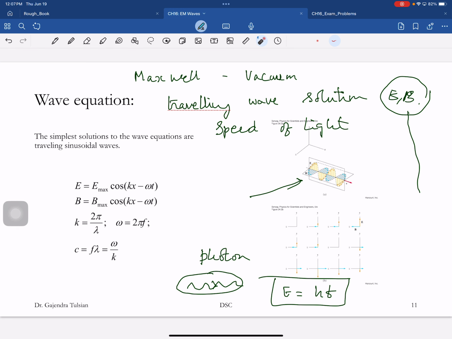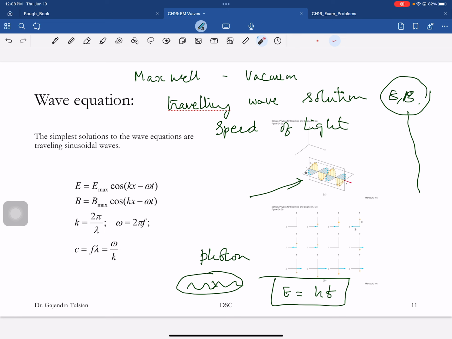Okay, so the plane in which the electric field oscillates is called the plane of polarization. K is the wave number, which is 2 pi divided by lambda. Omega is the angular frequency, 2 pi times the linear frequency, and the energy of the photon is hf. So the higher the frequency, the higher the energy of the photon.